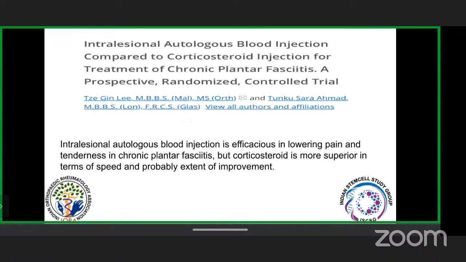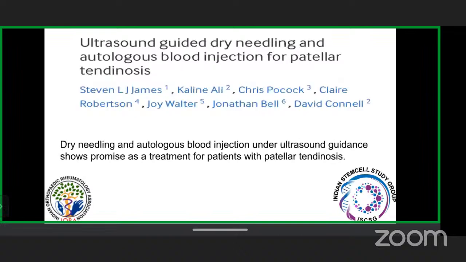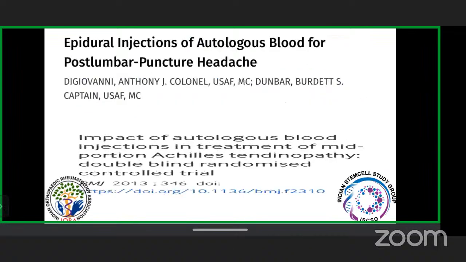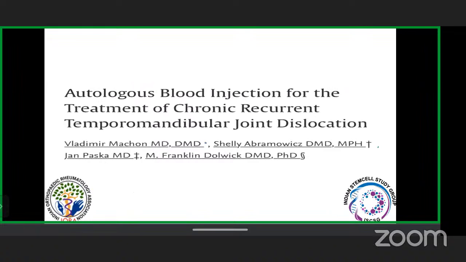Other important fields where these were conducted were other tendinitis conditions like plantar fasciitis, where it has also proven to be slightly more beneficial compared to corticosteroid, and also in patellar tendinosis, and in the spine, such as to prevent post-lumbar puncture headaches, and also preventing chronic recurrent temporomandibular joint dislocations.